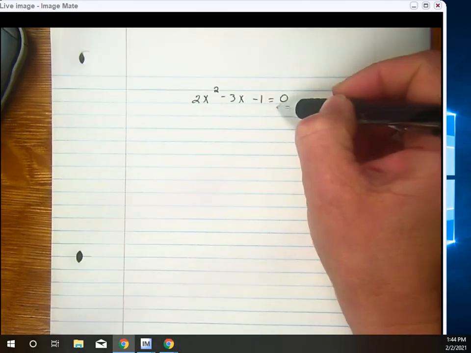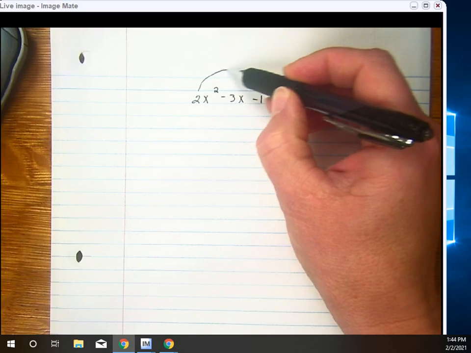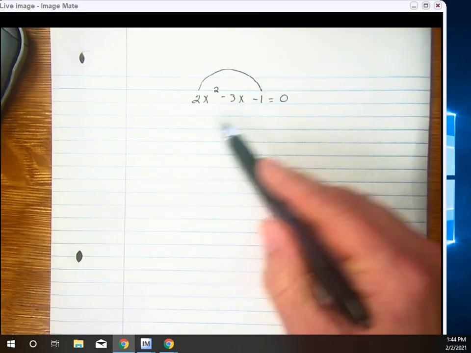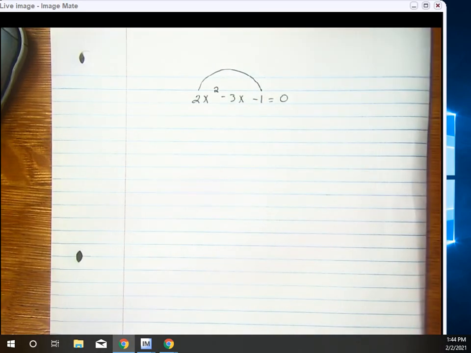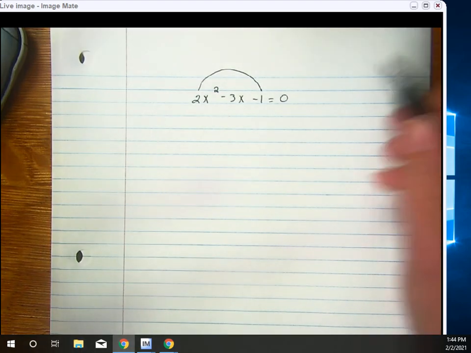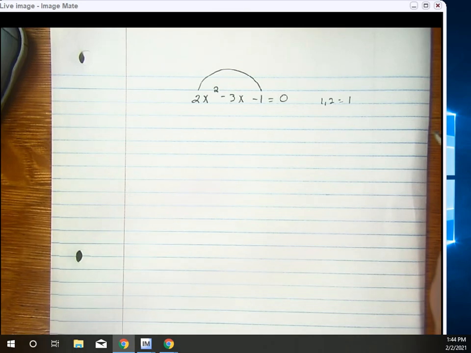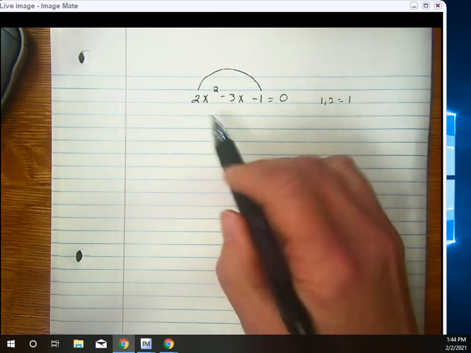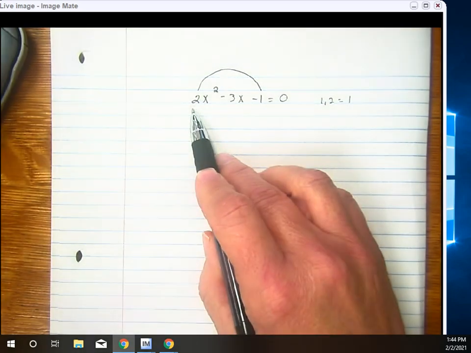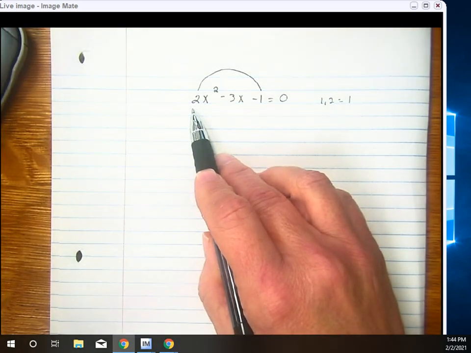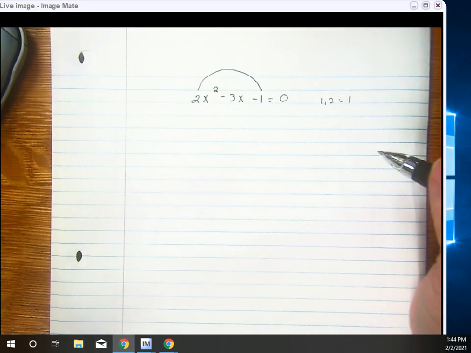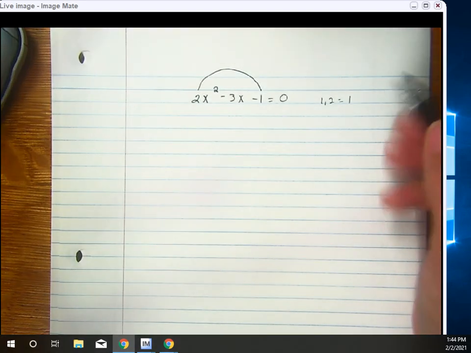If it's already in standard form, look at your A times C. Are there factors of 2 that subtract to give you a 3? Factors of 2 are 1 and 2, they subtract and give you a 1. That's your only option. So factoring is not going to work. It starts with the 2, so completing the square is not the best option. So your quadratic formula is going to be the best option.